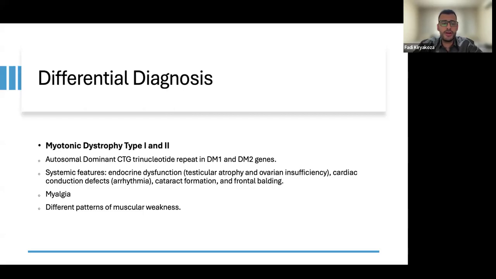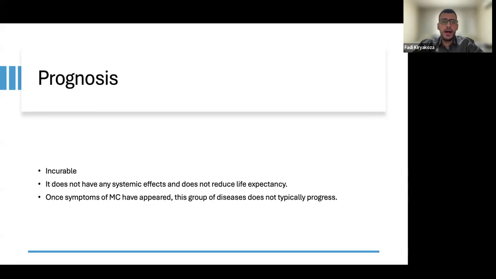Myalgia is also frequently observed, and most importantly, there are different patterns of muscular weakness. For example, myotonic dystrophies are not usually associated with eyelid myotonia. So in a patient with eyelid myotonia, this essentially excludes myotonic dystrophy as a possible cause. About the prognosis, the disease is incurable, though it does not have any systemic effects, so it does not reduce life expectancy. And once the symptoms of myotonia congenita have appeared, this group of diseases does not typically progress.